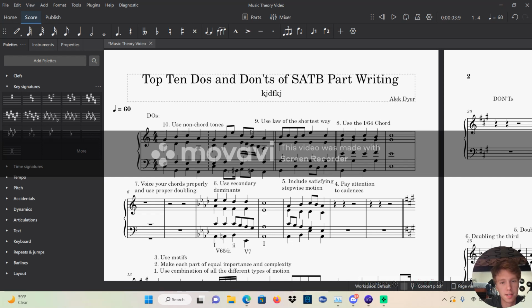Today we're going to be looking at the top 10 do's and don'ts of SATB part writing in music theory. Let's begin. Coming in at number 10, we got using non-chord tones. Here I have two passages that I made, and one has non-chord tones and one doesn't. You should listen to the difference.